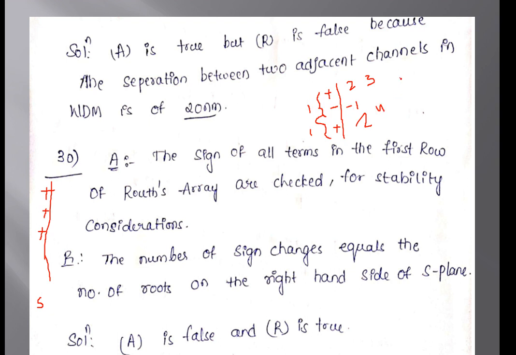For example, in the Routh array, the next condition is when you get one row of zeros. If you get only one row of zeros, then the system is said to be marginally stable. If you get more than one row of zeros, that is, one row of zeros here, and another row of zeros here, and another here, then the system is said to be unstable. So the sign of all terms is checked in the first column, not the first row. That's why the assertion is false and the reason is true.